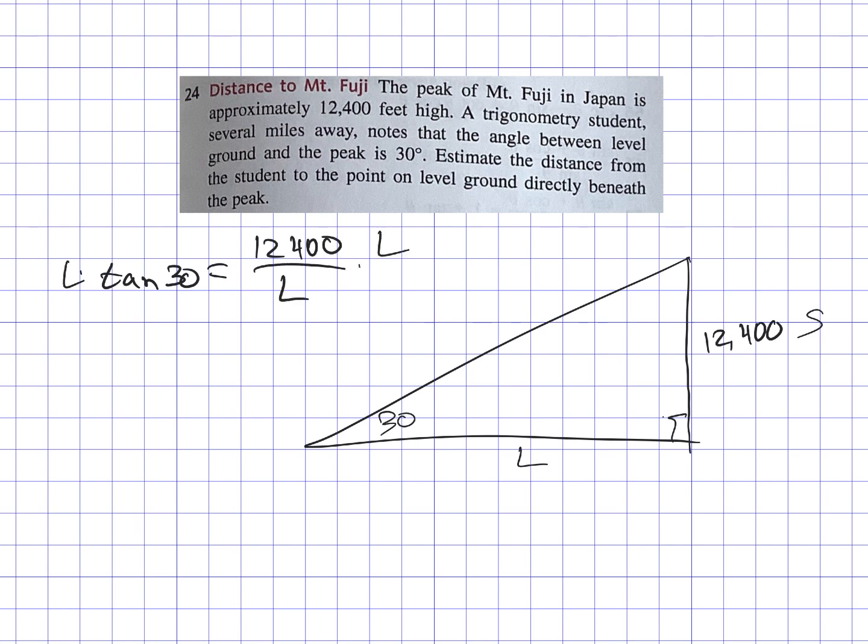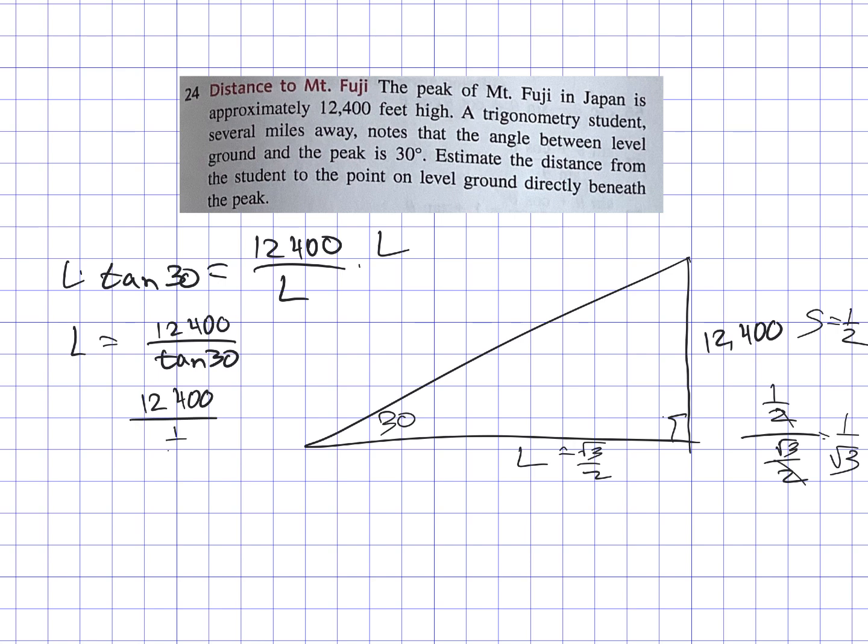Multiply both sides by the long leg, and then divide off the tangent of 30. So what is the tangent of 30? What's the exact value? Tangent of 30 is the short leg over the long leg. So 1/2 over the square root of 3 over 2 is 1 over the square root of 3. So if I take 12,400 divided by 1 over the square root of 3, that's the same thing as 12,400 times the square root of 3.